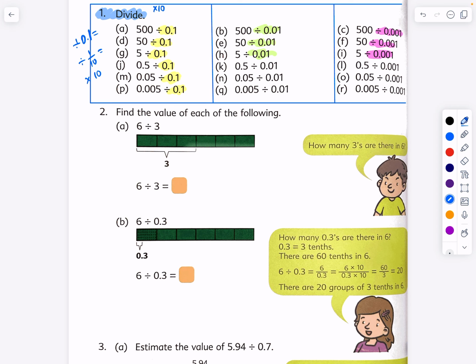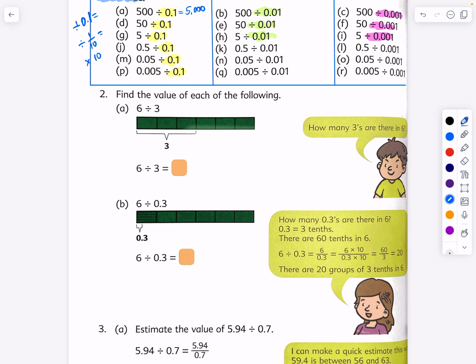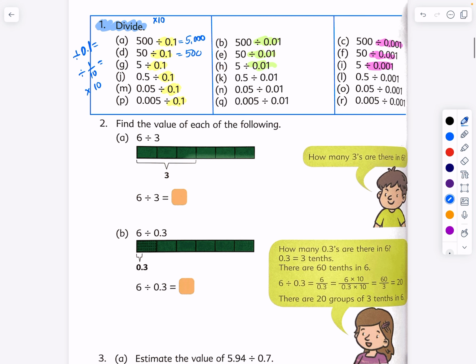So 1/10 of 500? No, so sorry. What I'm asking is how many times 0.1 goes into 500? Or I can ask you another way, what is 500 times 10? And the answer is 5,000. 500 divided by 1/10 equals 5,000. 10 times more.